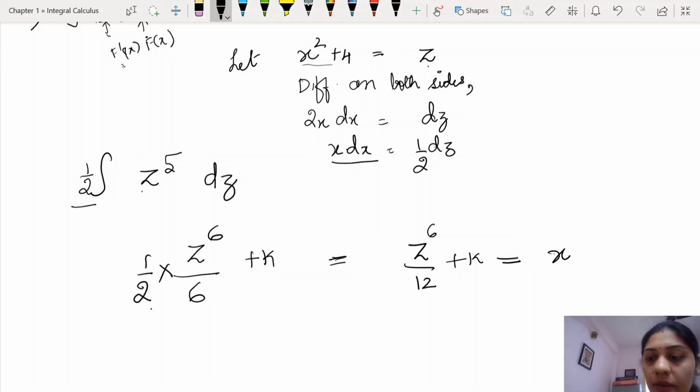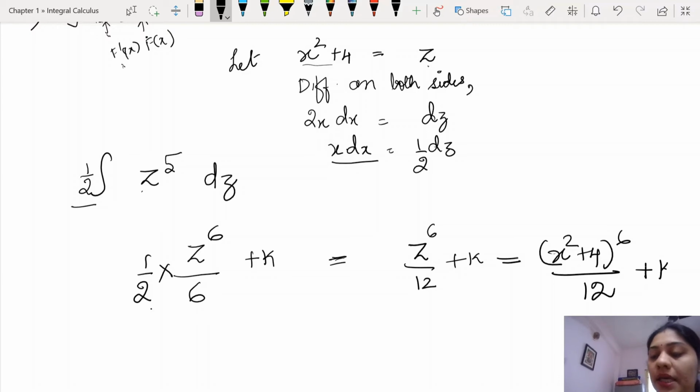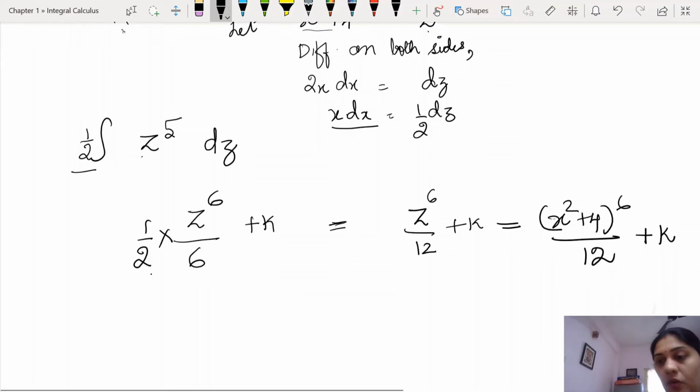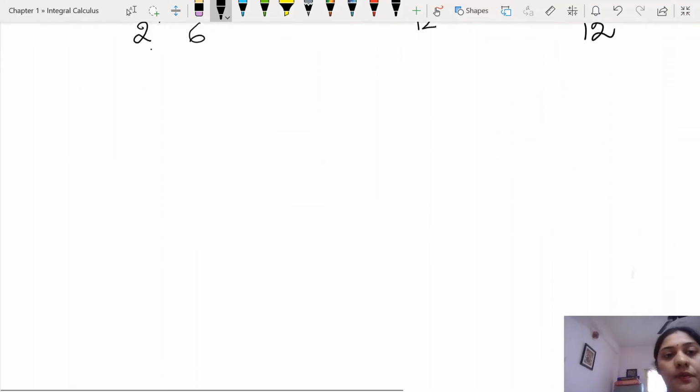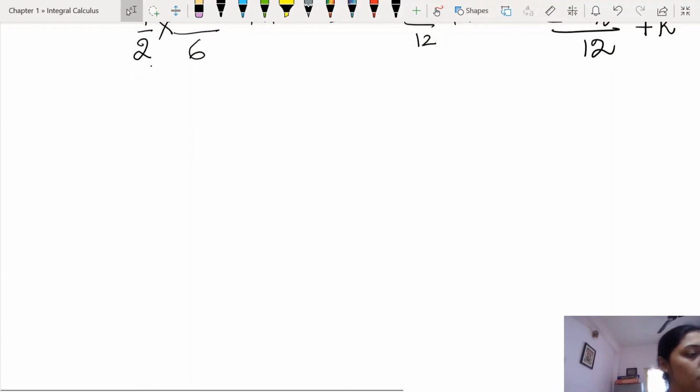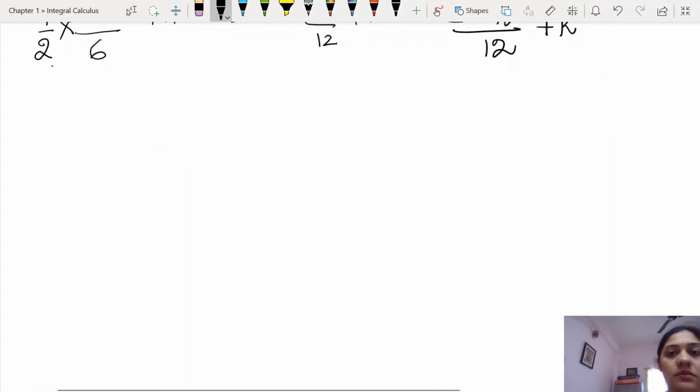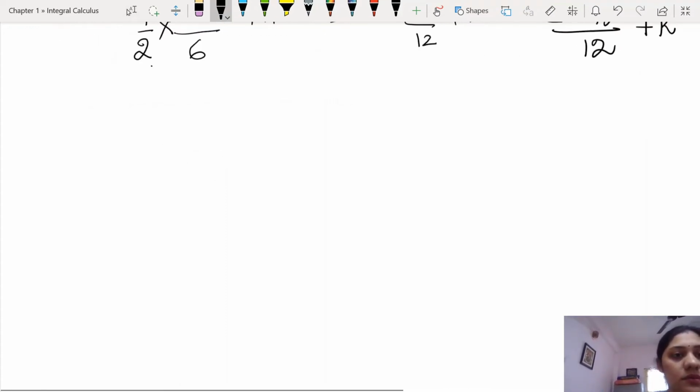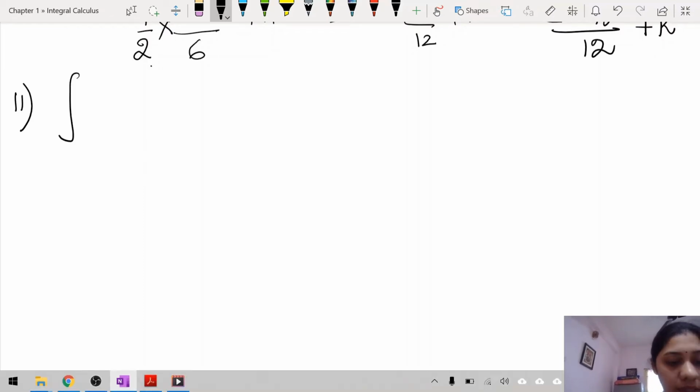It is nothing but x square plus 4 the whole power 6 divided by 12 plus k. Okay. So this is our first question on integration by substitution. Okay. Let us look at the next question. Question number 11, let us take it down.